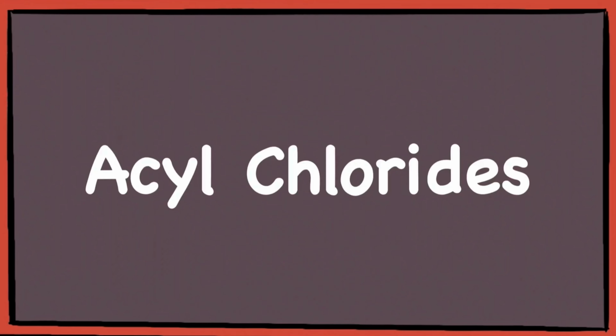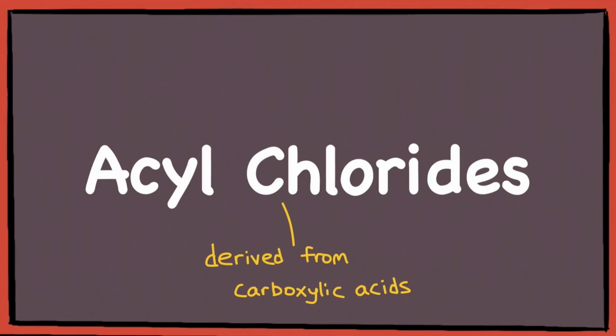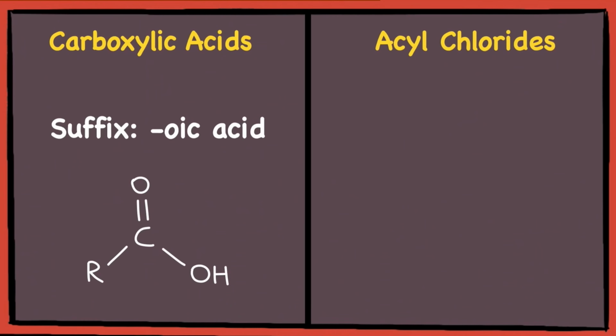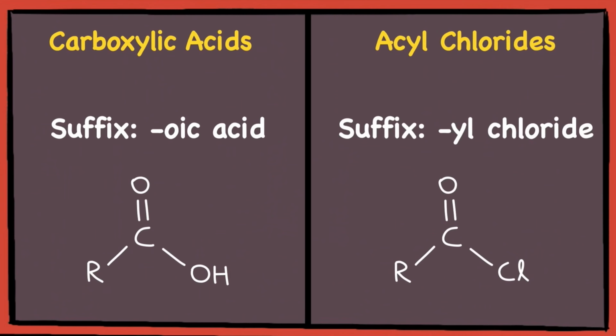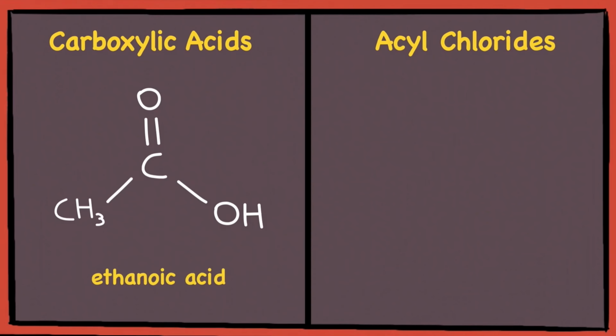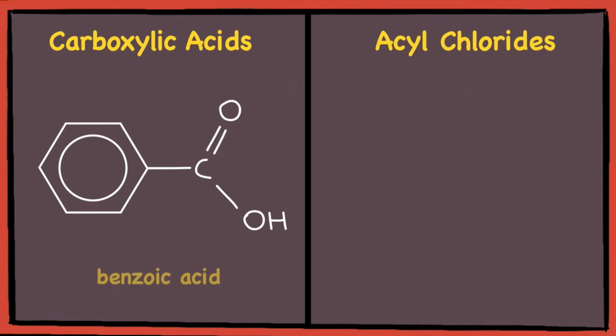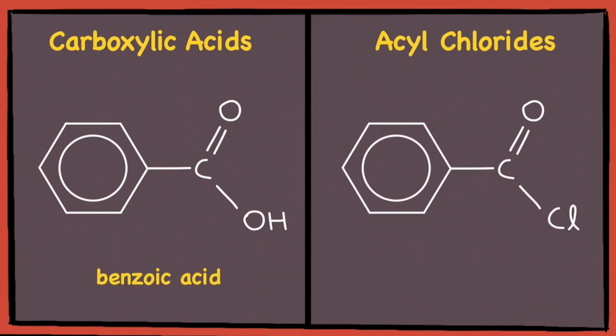Now, let's begin on the section of acyl chlorides. Acyl chlorides are basically derivatives of carboxylic acids, which we've learned in the previous section. The difference is that instead of the suffix -oic acid, the suffix will be -yl chloride, and the functional group will look like this, simply by replacing the OH group with a chlorine atom. For example, this organic compound is called ethanoic acid, but once I replace the OH group with a chlorine atom and the carboxylic acid becomes an acyl chloride, it will be called ethanoyl chloride.